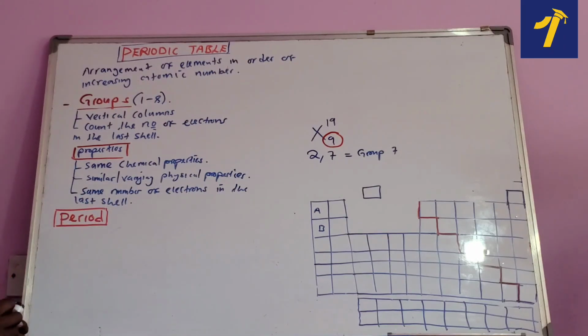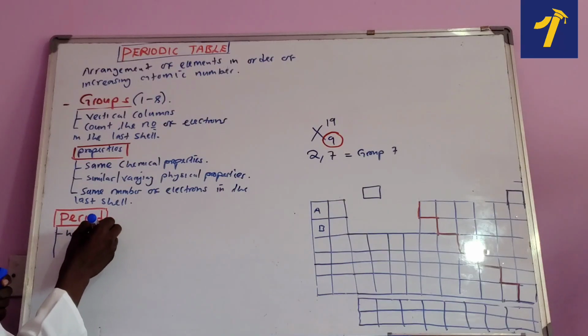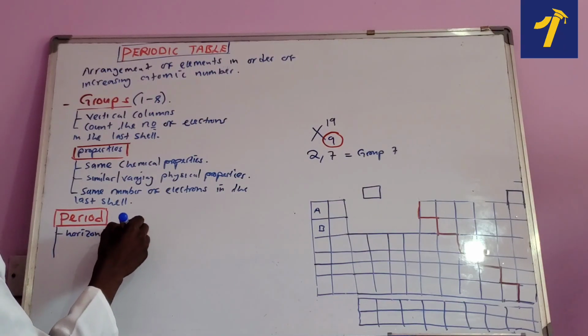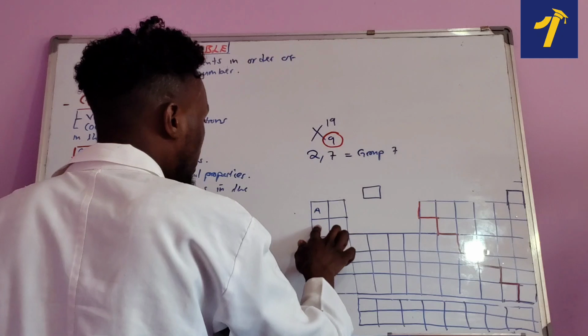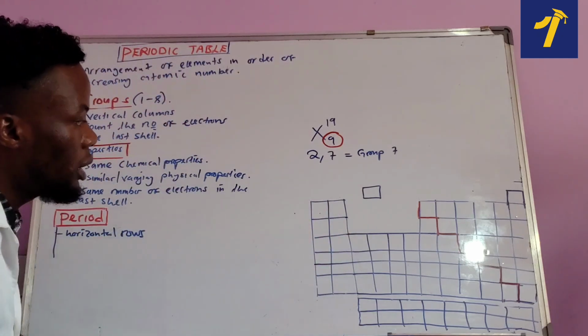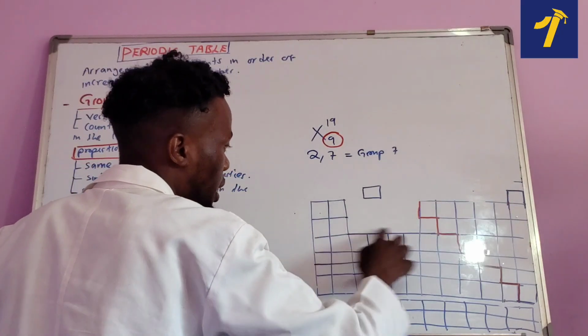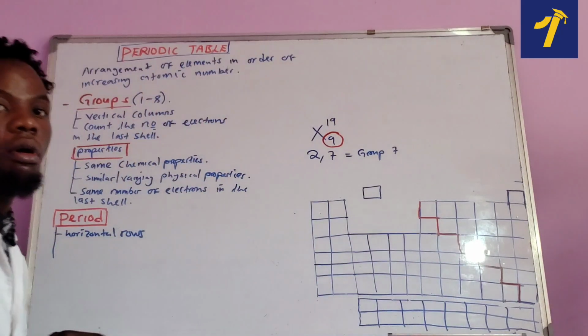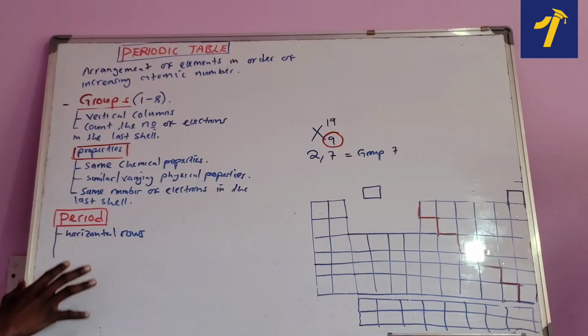The period, okay? What is this? If the group is a vertical column, now this you are going to say horizontal rows. Okay? Horizontal rows. So these are what we call periods. If you come here on the periodic table and look at this periodic table, going like this, like this, like this, these are what we call rows, horizontal rows. We're calling them periods.